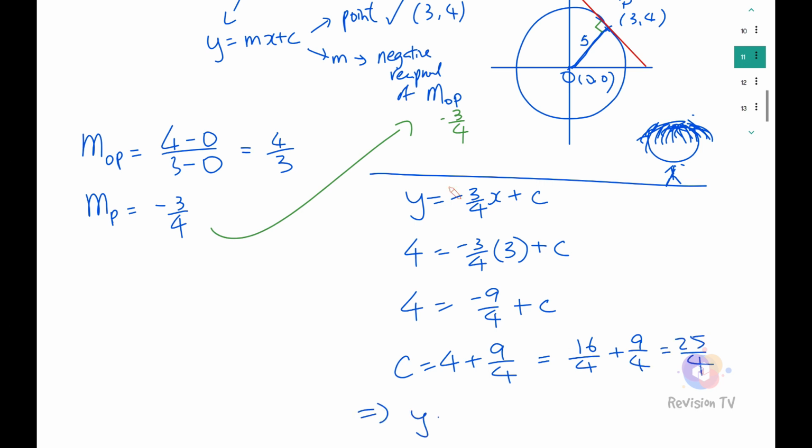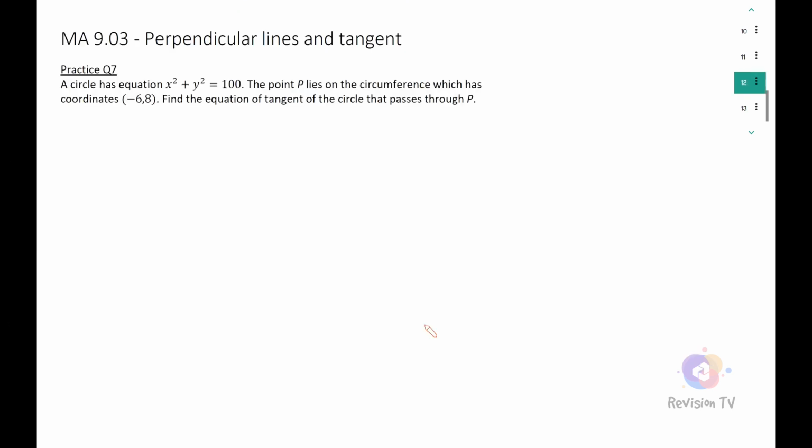Therefore, the equation will be y equals negative 3/4 x plus 25/4, and that will be our final answer. This is practice question 7.